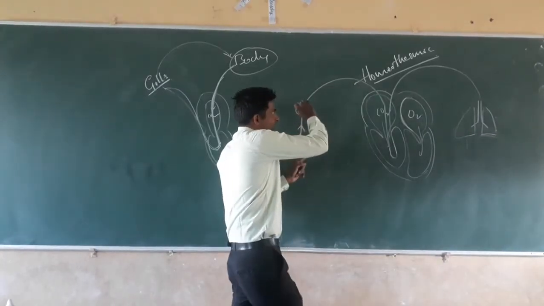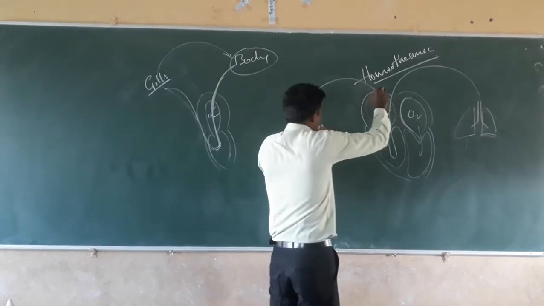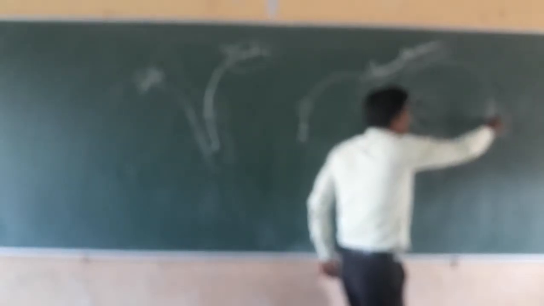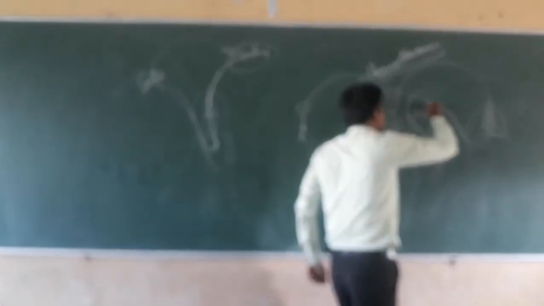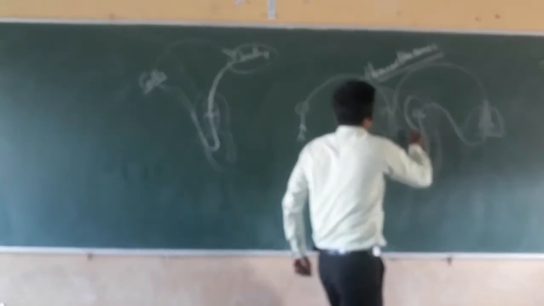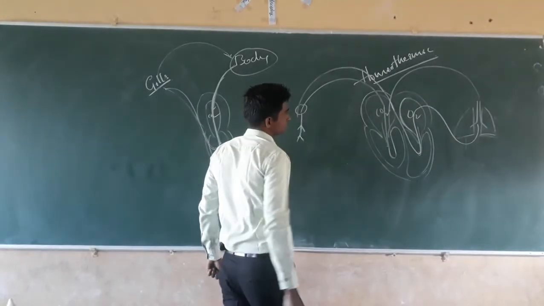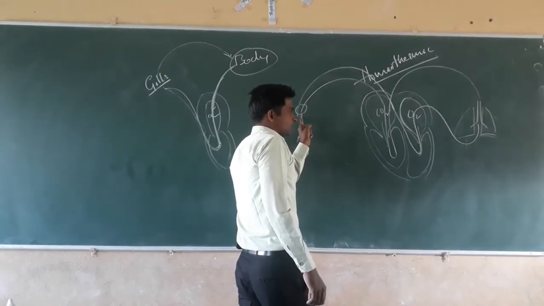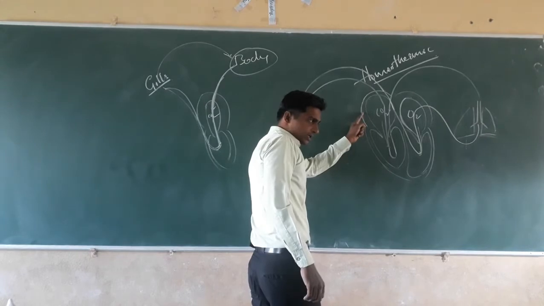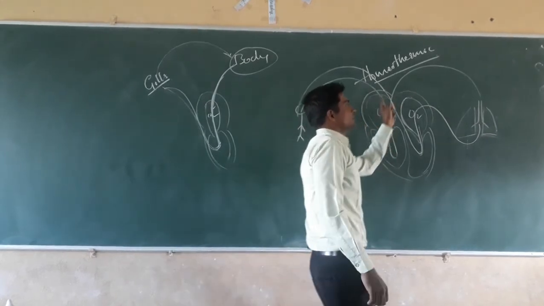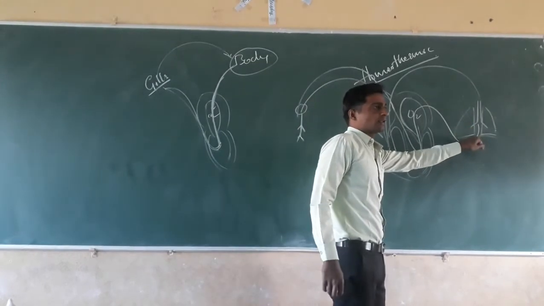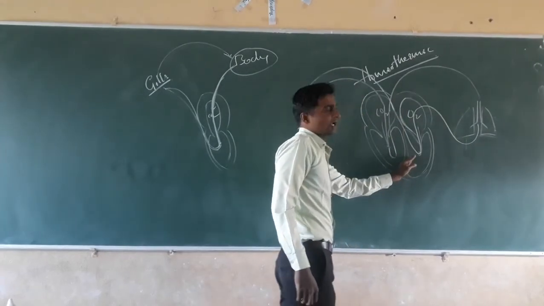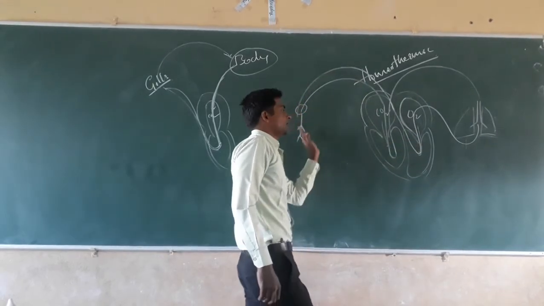From the body, the blood will go to the heart. From the heart, it will go to the lungs. From the lungs, it will go to the heart again. From the heart, it will go to the body. Yes? The blood from the body first goes to the heart, from the heart to the lungs, from the lungs again to the heart, and from the heart to the body.